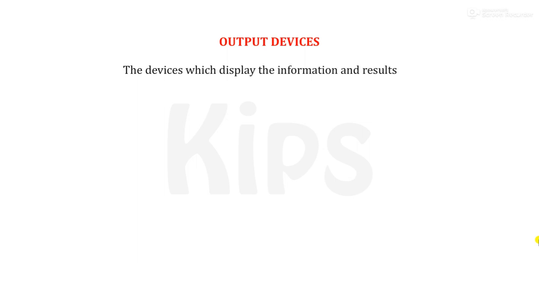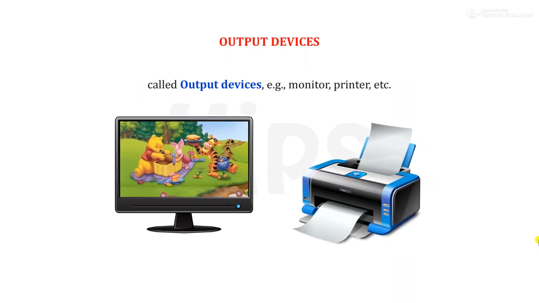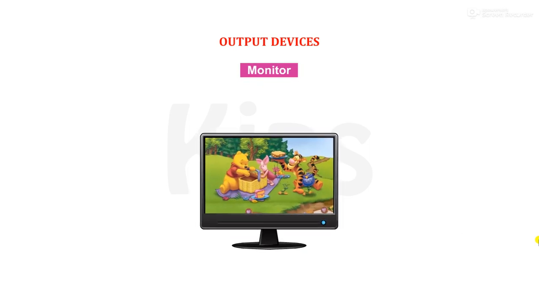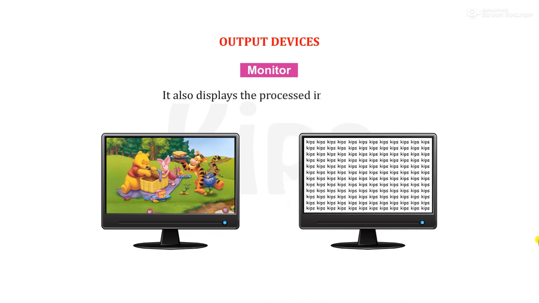Now we shall learn about the output devices. The devices which display the information and results are called output devices. For example, monitor, printer, etc. Monitor. Monitor looks like a TV screen. Whatever you type on the keyboard can be seen on the monitor. It also displays the processed information.